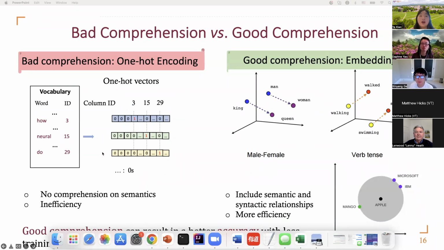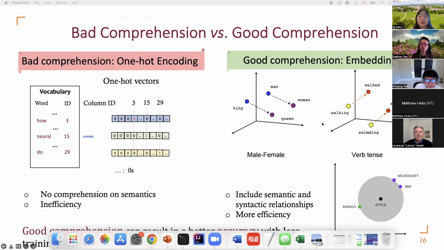For example, the traditional way represents language tokens as one-hot vectors, which reflect a bad comprehension. With this approach, every language token has a randomly assigned index and corresponds to a one-hot vector that includes all zeros and only a one at its index dimension. However, these one-hot vectors are independent of each other and fail to reflect any relation between words.